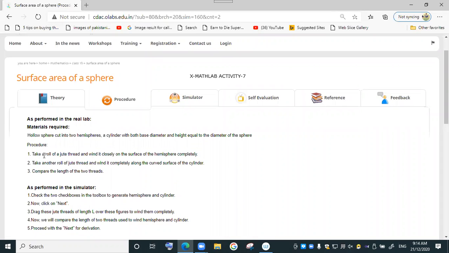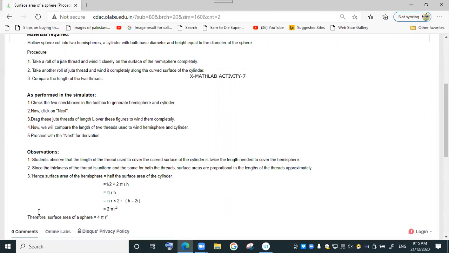Okay, got it? Then you should write: take a roll of thread and wind it closely around the surface of the hemisphere completely. Take another roll of thread and wind it completely along the curved surface of the cylinder. Compare the lengths of the two threads. One thread completely covers the surface of the hemisphere, the other completely covers the curved surface of the cylinder. You will find the lengths of the threads are equal.